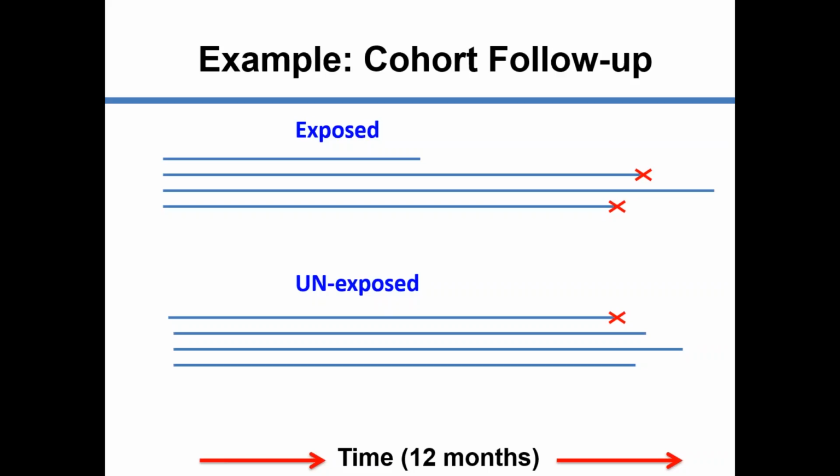So let's calculate the risk in the exposed. We had started out with 4 people. That's our cohort. Half of them, 2 of them, got the outcome. So the risk in the exposed, let's say it's a risk of a certain type of disease in smokers. That's our exposure. It's 50%. It's only 25% in the unexposed. If we take the ratio of 50% to 25%, we get a risk ratio of 2.